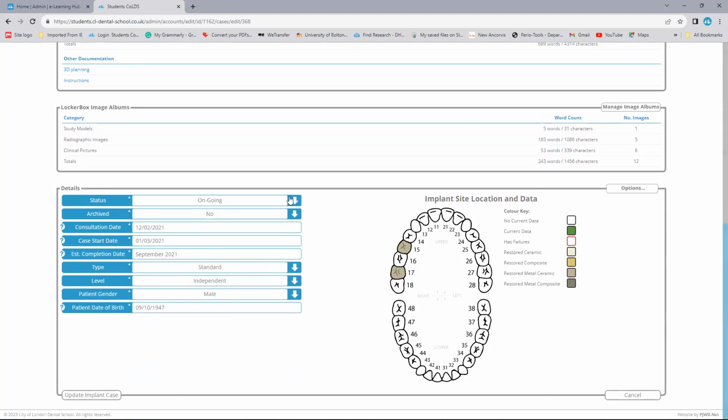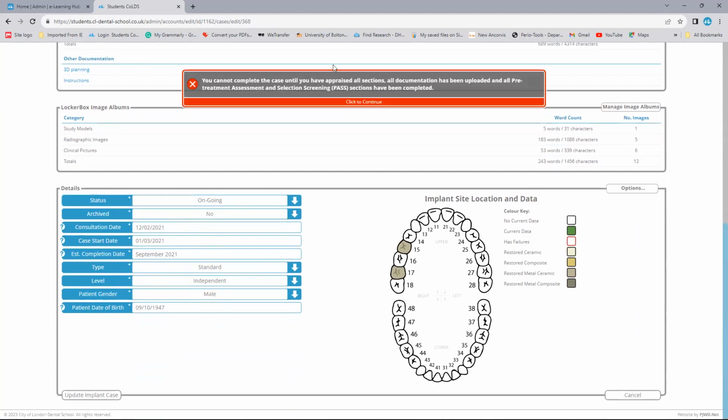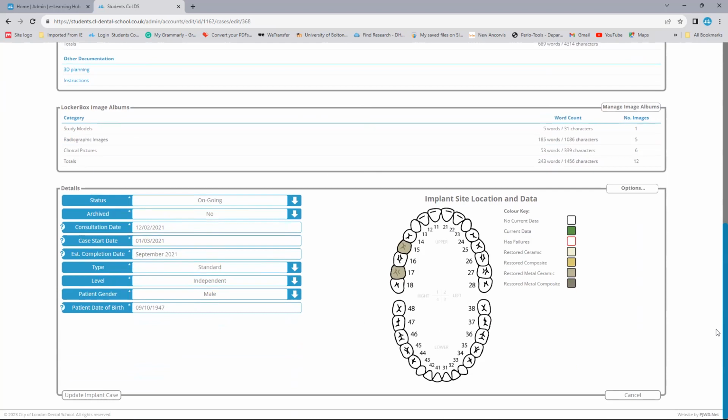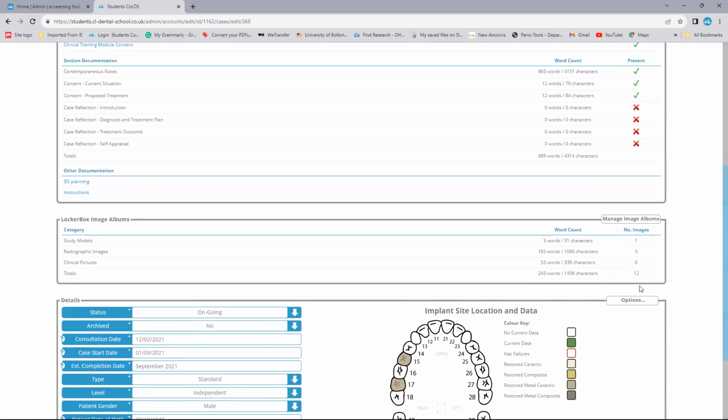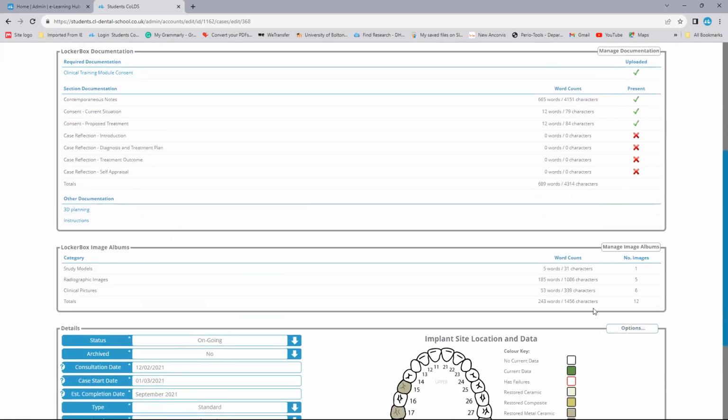Then after you've done that, if I go to try and click it to complete it, you see it'll say you cannot complete this case until all the appraisal sections and all documents have been uploaded. So once you've done that, which won't take you more than about 10 minutes, really, you don't have to write a great big essay on it. Away you go. And then we can do your case report, and we can print that off for you and sign it all off.